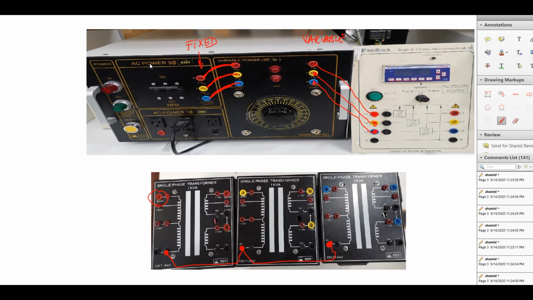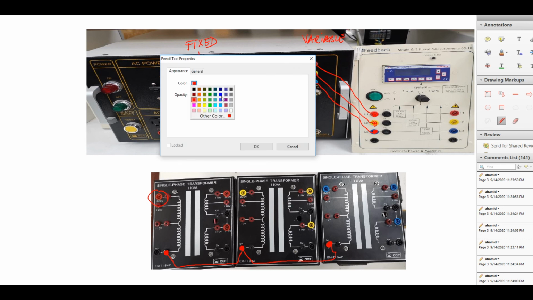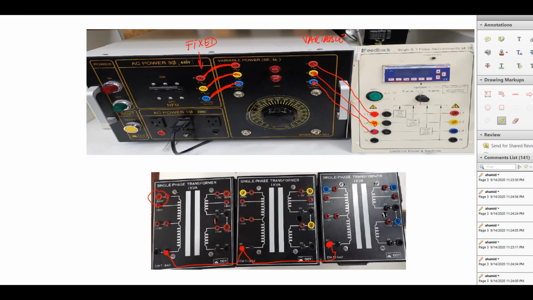Let's change the color for more clarity. Let's take this yellow here. Same thing for the secondary side: we take secondary with secondary, and secondary with the secondary of the other transformer. So by doing this, we end up with the three-phase transformer with the Y connection at the primary and Y connection at the secondary. Now coming back to our wattmeter.